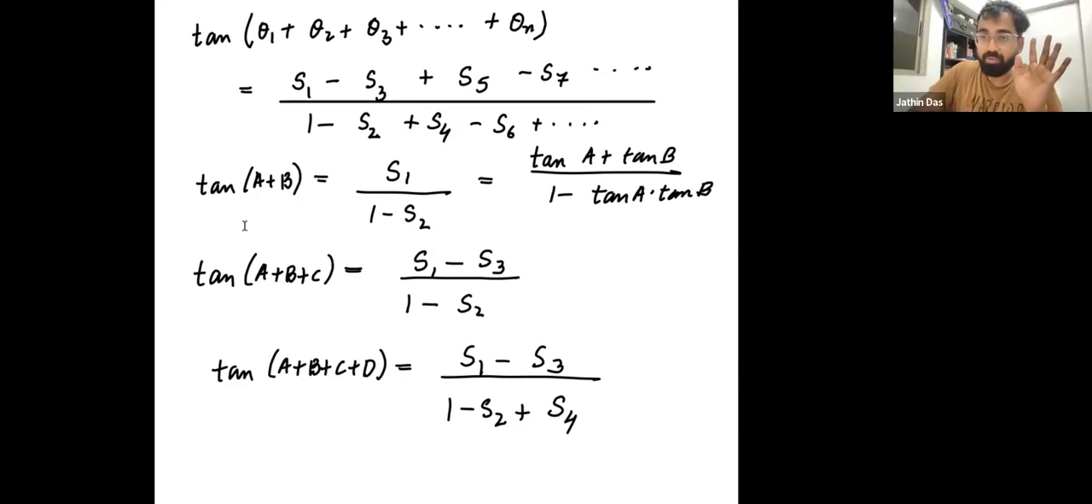Okay. So if it is only till E, then I have to write S1 minus S3 plus S5 by 1 minus S2 plus S4, and that's it. That's it. Okay. There are only 5 angles. Yeah.